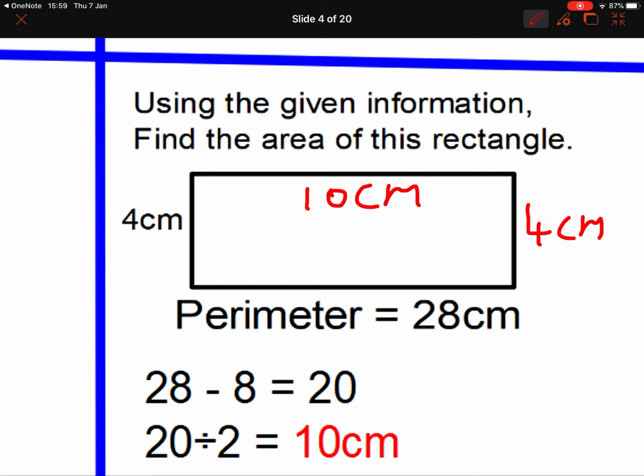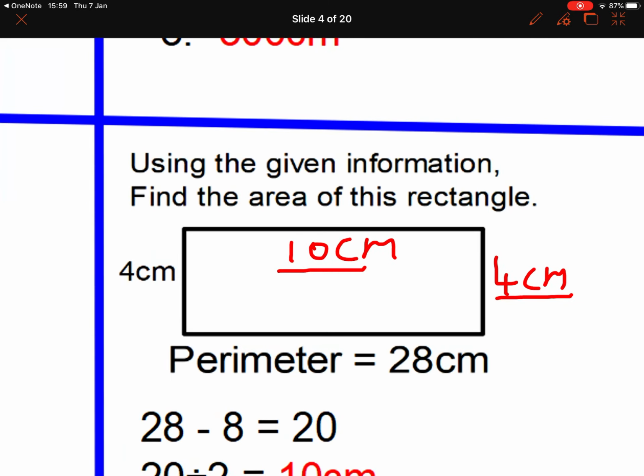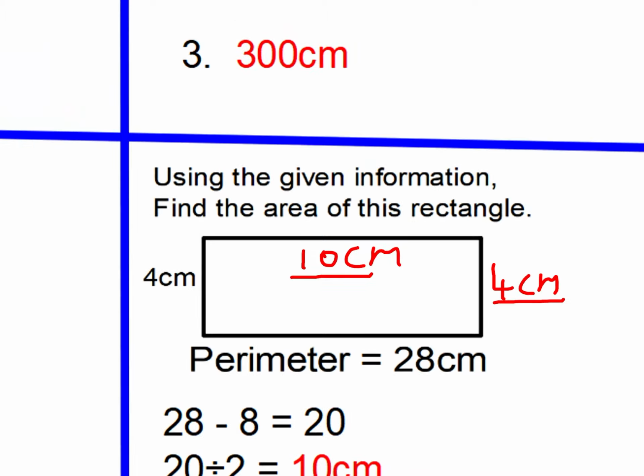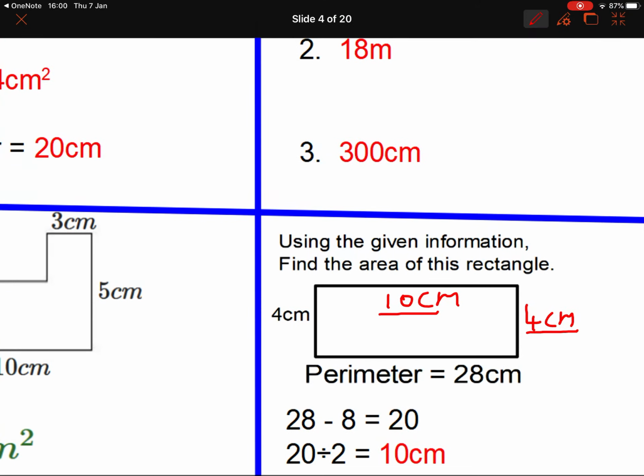Now, if this side is 10 centimeters, the area of this rectangle then is length multiplied by width, which will give you 40 centimeters squared. Okay, I've realized I didn't quite answer that. Okay, so the area for this question is 40 centimeters squared.